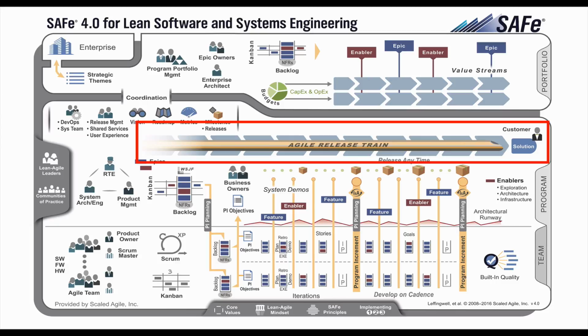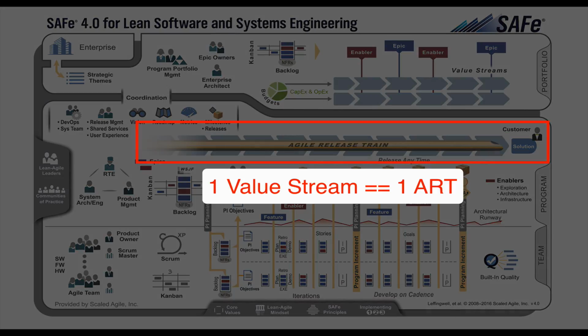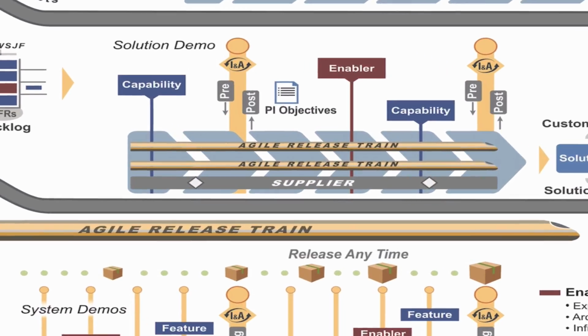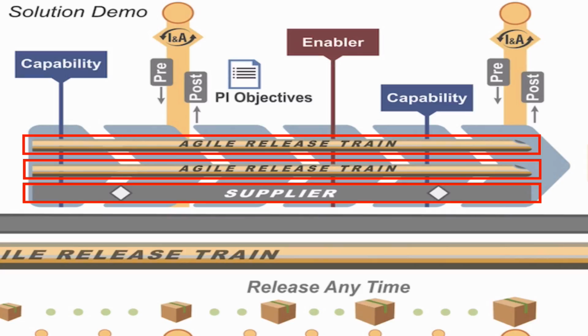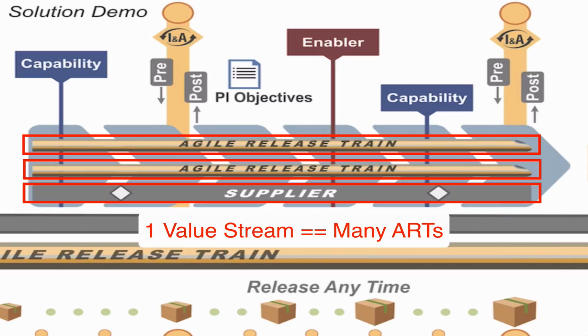Here's a view of the value stream in 3-level SAFe, where the entire value stream is realized by a single ART of less than 150 practitioners. One value stream equals one ART. This model is adequate for most systems development organizations, and that's why it's the default view on the SAFe website. 4-level SAFe is appropriate for situations where the value stream exceeds 150 people and requires more than one ART. The value stream needs to be split into multiple ARTs. So in the 4-level model, one value stream equals many ARTs.